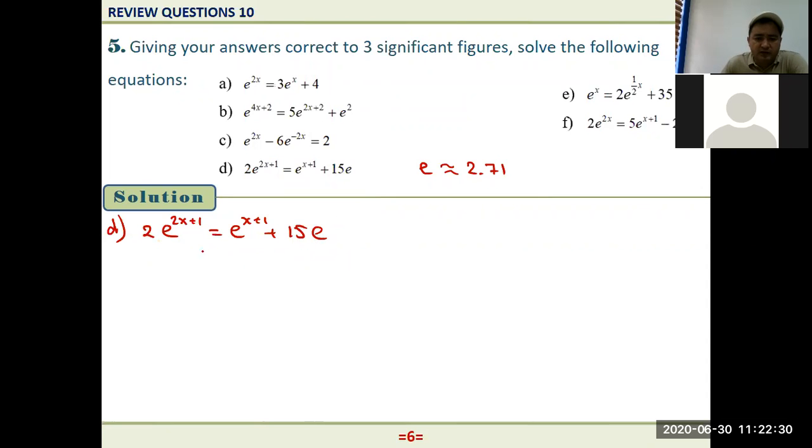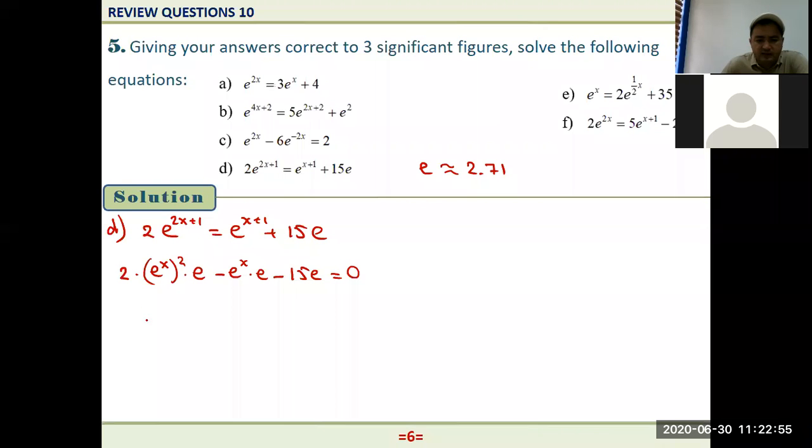So now I can rearrange and write it as 2 times e to the power x, squared, times e to the power 1, minus e to the power x times e, minus 15 times e, equals 0. Right? Take everything to the right hand side.